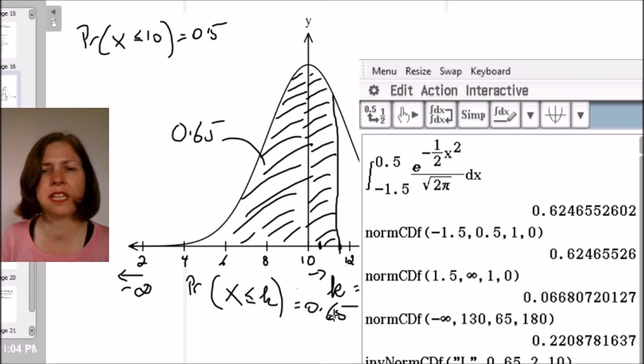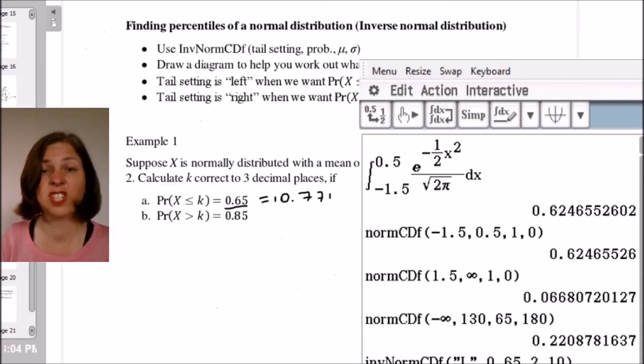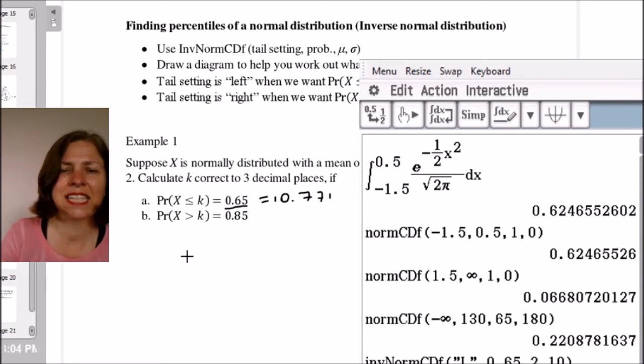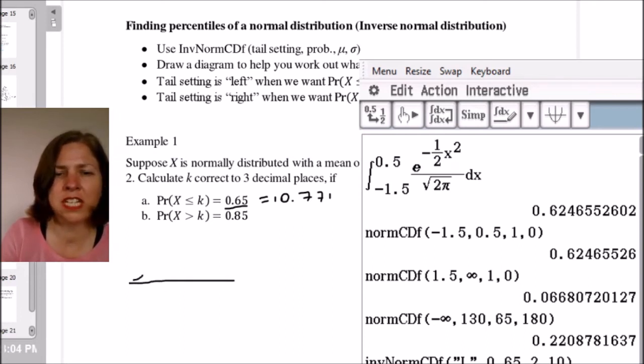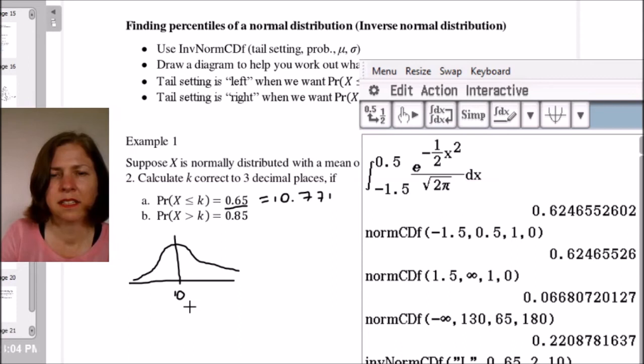Let's do another example. Let's finish the same example, I should say. Now I need to calculate x is greater than k is equal to 0.85. So if I do a quick sketch now, I don't need to draw the sketch in detail that I showed you before. All that I want to know is here's my mean of 10, and 0.85 is going to be a fairly substantial probability, most of my graph.